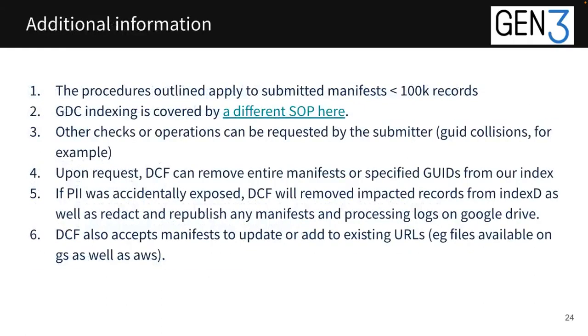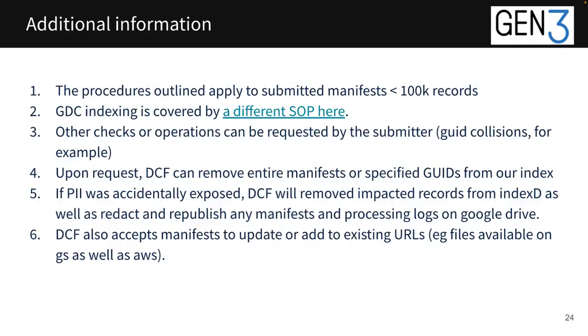It should be noted that the procedures outlined above apply to submitted manifests with less than 100,000 records. GDC in particular is covered by a different SOP, which is available on the Gen3 website. Other checks or operations can be requested by the submitter. So for example, if you are generating your own GUIDs, you may want to know whether they are in use already.